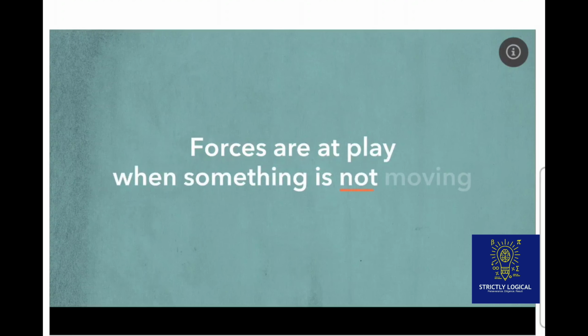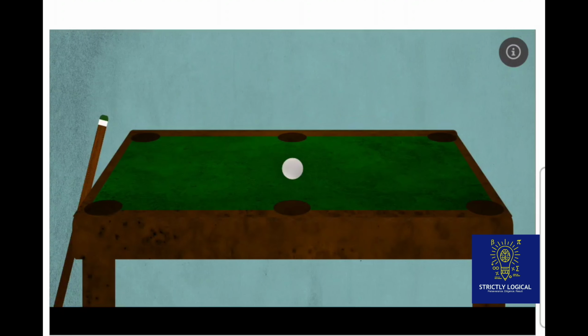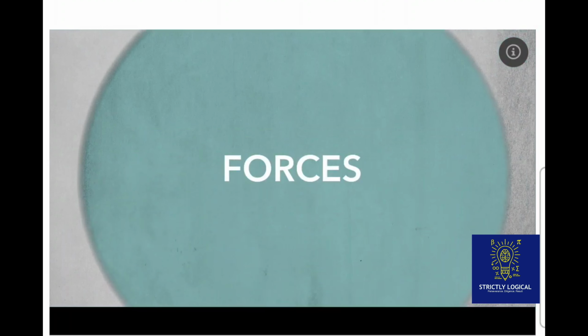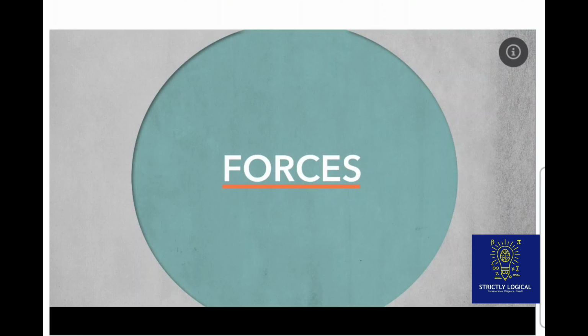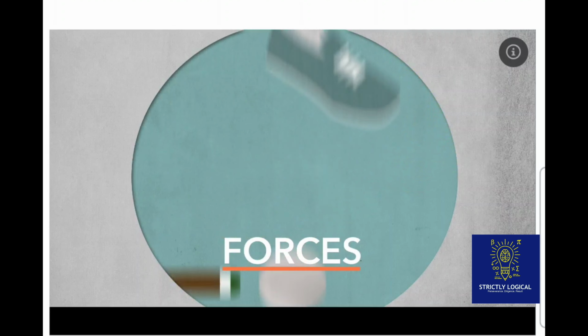Forces are also at play when something is not moving, a ball resting on a table, for instance. Both the downward force of gravity and the upward force of the table are equal. The forces acting upon it are balanced and the ball is not in motion. And understanding these forces and how they affect things around us comes in handy whether you are a physicist, an athlete, or an aspiring pool shark.